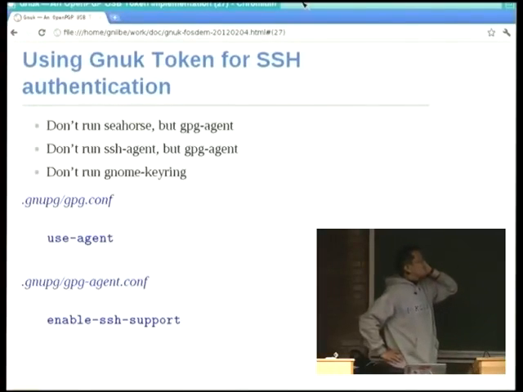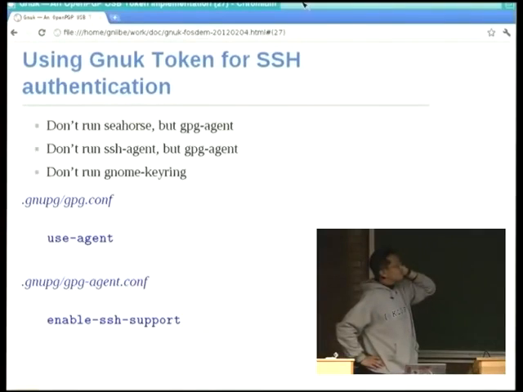And here I explain using the Gnuk token for secure shell authentication.